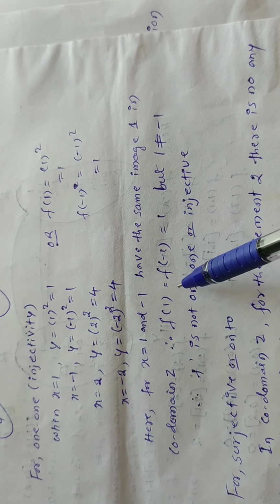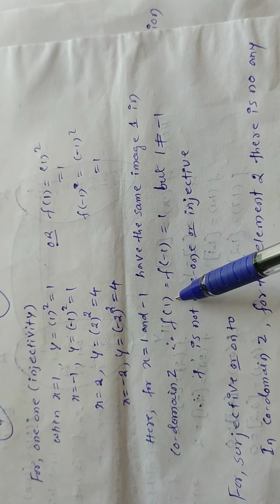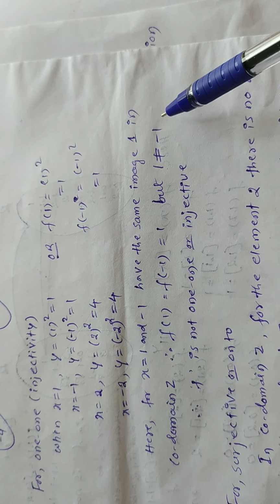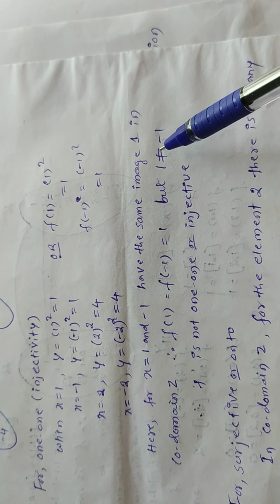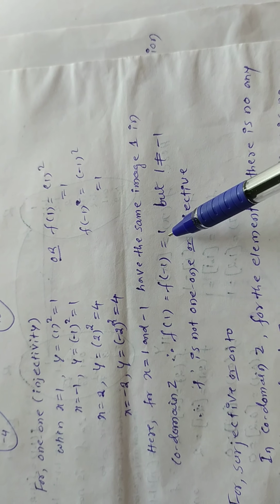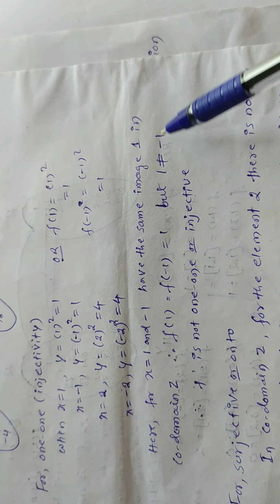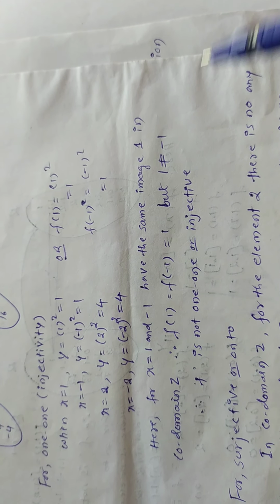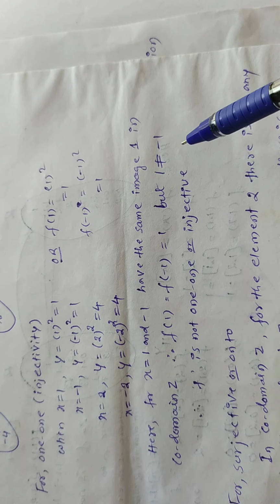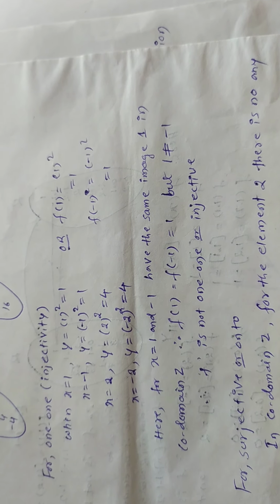In the examination, you have to just write it like this. f of 1 is equal to f of minus 1 is equal to 1. But 1 is not equal to minus 1 because 1 and minus 1 are different elements belonging to domain Z. But 1 and minus 1 have the same image. Hence, not means the elements are not same. Two different elements have the same image. Hence, x1 is not equal to x2. Therefore, f is not one-one or injective.